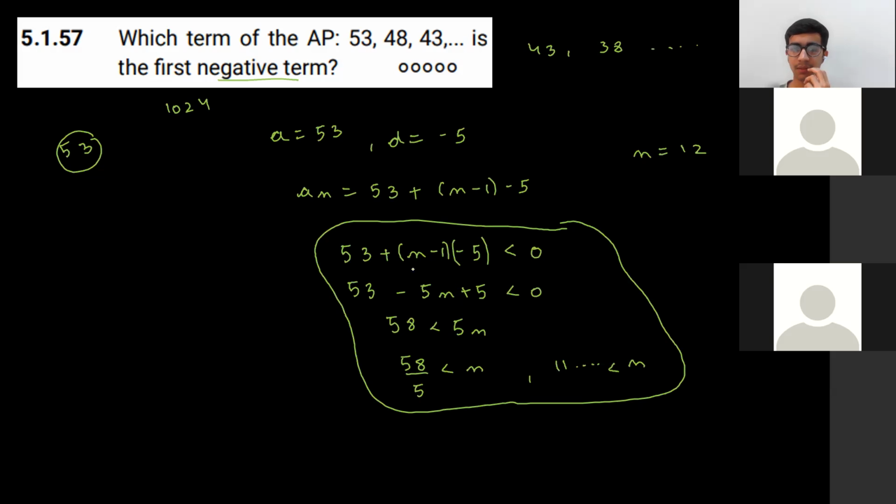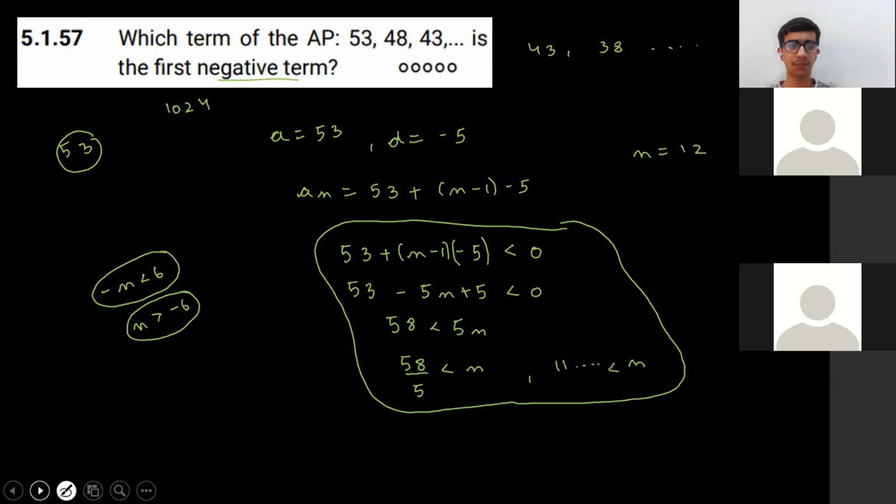Okay, and make sure, when you have minus n less than 6, since you need the value of n, you'll multiply by -1 on both sides. Whenever you're multiplying by a negative number, see that the sign of the inequality changes. So n will be greater than -6. That is not particularly applicable in this question, but just make a note of it: when you multiply or divide by a negative number, the sign of the inequality changes. Okay, let's move ahead now.